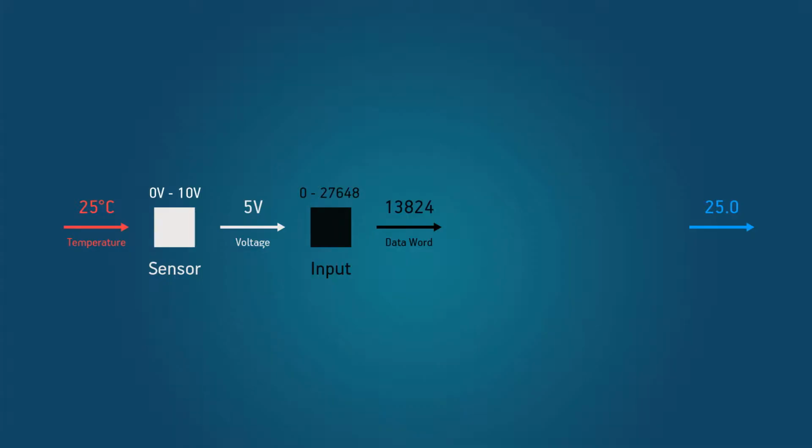Okay, so now in our program, we're going to take that word and normalize it, which means we're going to bring it into a range from 0 to 1, which will give us a value of 0.5. And then finally, as our last step, we're going to scale this number, and by scaling, we're going to bring this value back to the range of our sensor, which goes from 0 to 50. So we should get our 25 degrees again.